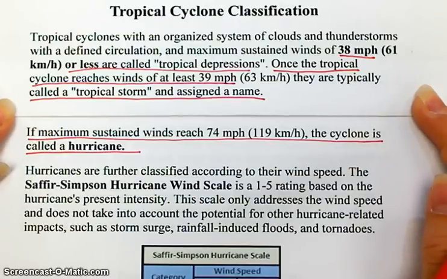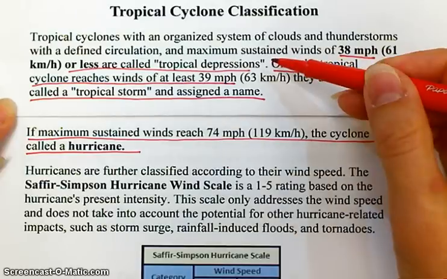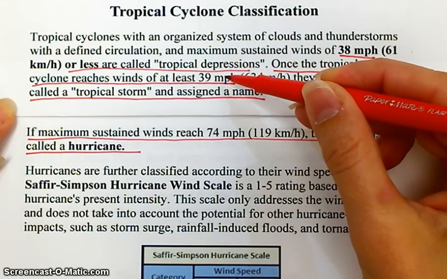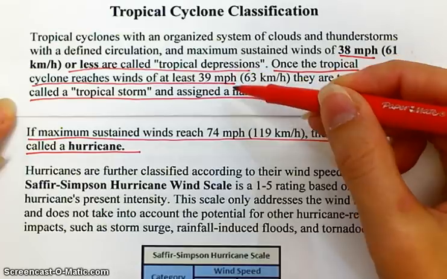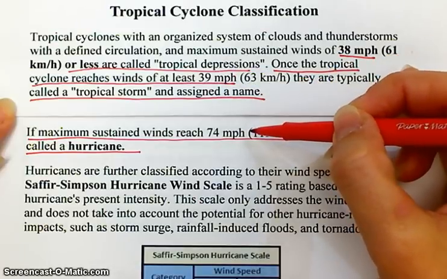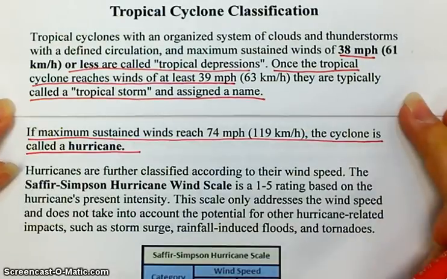All right, hurricanes are further classified according to their wind speed. So we go from tropical depression, 38 miles an hour or less, to tropical storm when it reaches 39 miles an hour, then if it reaches at least 74 miles an hour, we call it a hurricane. But then hurricanes are further classified according to their wind speed. The Saffir-Simpson Hurricane Wind Scale is a 1 through 5 rating based on the hurricane's present intensity. This scale only addresses wind speed and does not take into account the potential for other hurricane-related impacts such as storm surge, rainfall-induced floods, and tornadoes.